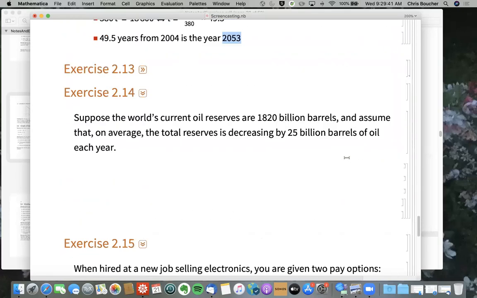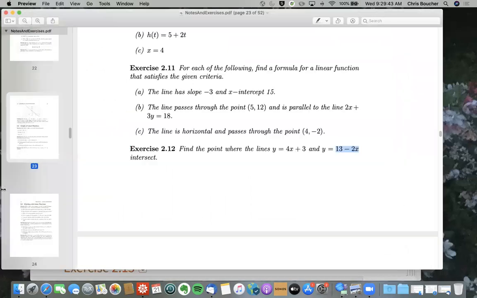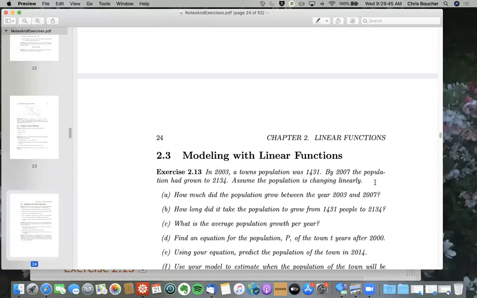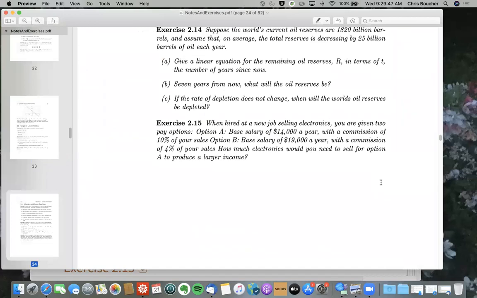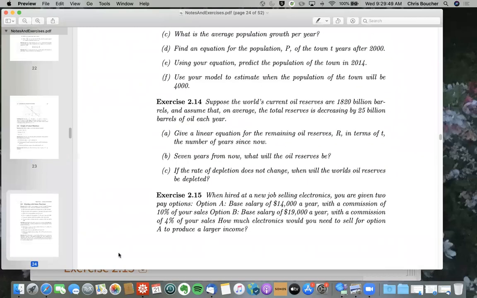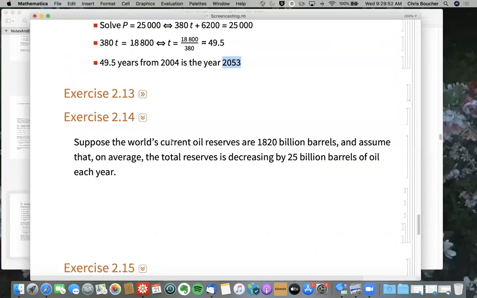Of course, there are a number of exercises in the notes and exercises. I've done a few here, 213, 214, and 215. So check those out. Give those a try yourself. When I post the notes, I'll open these up so you can see the solutions. And of course, there are exercises in the text as well.